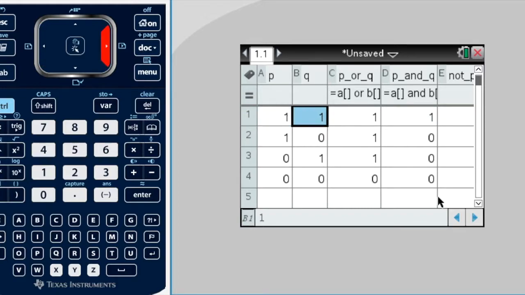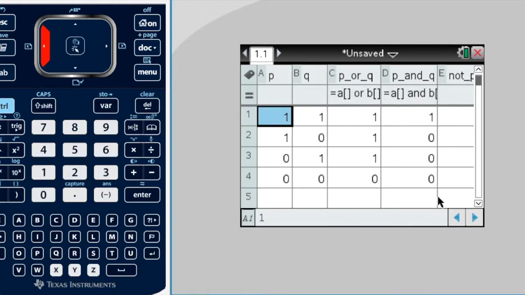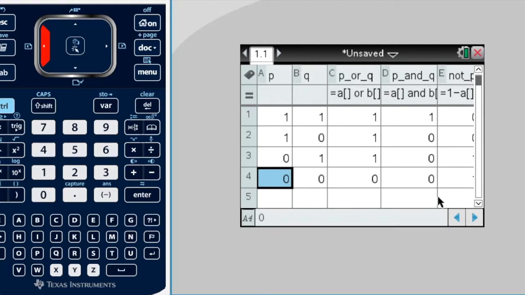Now, not P. So in other words, in this column here, for not P, I want the opposite of P. Because we're using 1 and 0, the opposite of 1 is 0, and the opposite of 0 is 1. So how can I get that? It's simply 1 minus P, because 1 minus 1 is 0, which is what we want, and 1 minus 0 is 1, and that's what we want. So here, for not P, equals 1 minus the A column, which is where P is, and I get the opposite of P. So I get 0, 0, 1, 1, which is the opposite of 1, 1, 0, 0.